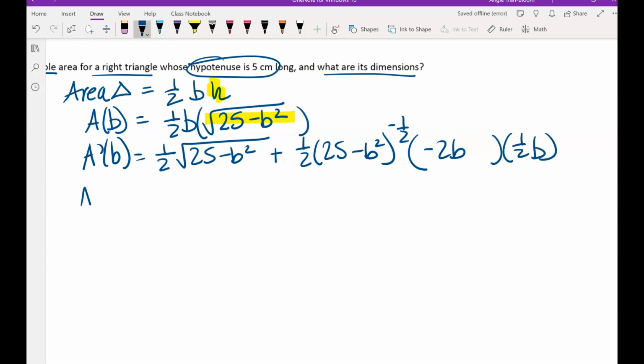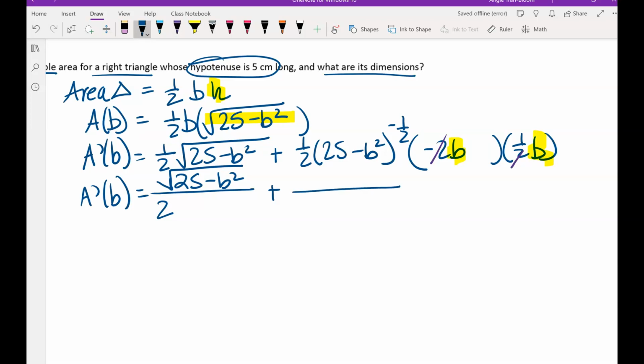All right, so let's make this a little bit prettier. This is 1/2, and on the numerator, I have 25 minus B squared. Over here, what can I do? Reduce that a bit and then multiply it out. On the top, the numerator, I'm going to have a negative B squared. I'm going to put the 2 in the denominator. I have a negative exponent, so I'm going to rewrite it just like that.